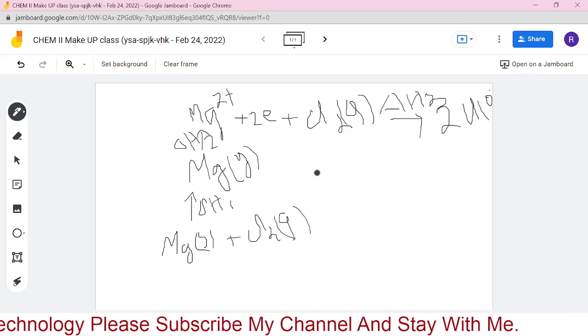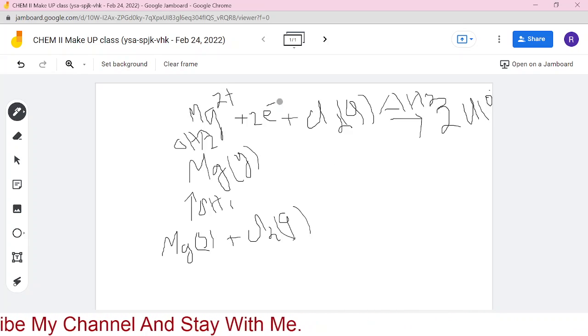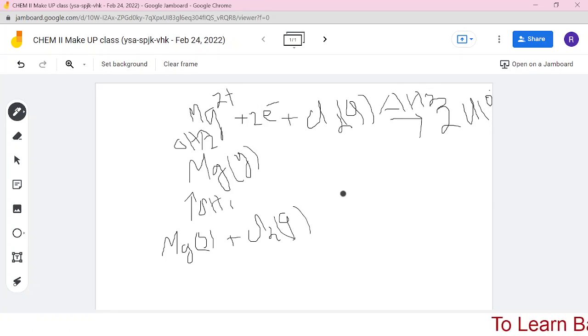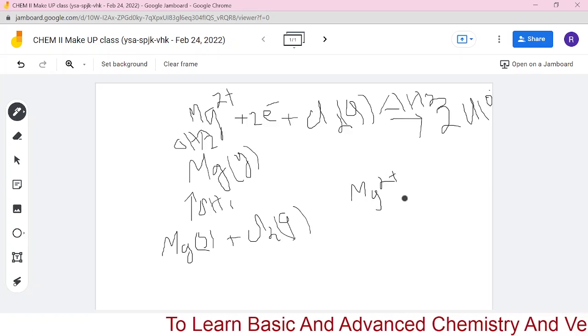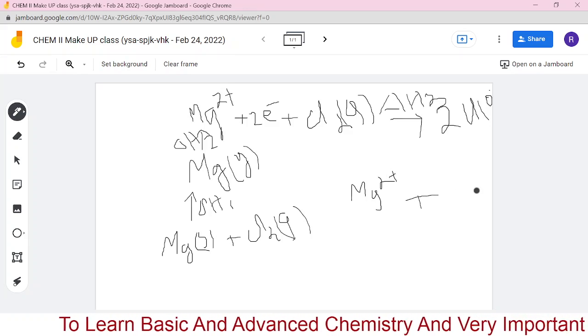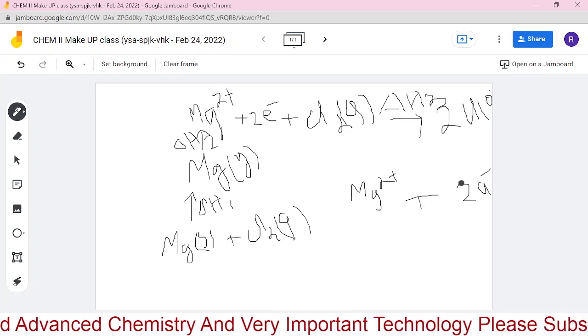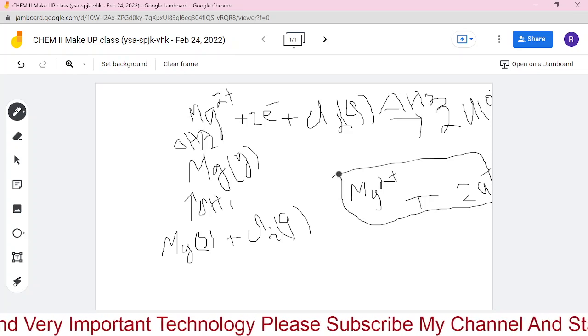Now this chlorine is in the atomic state and we have 2 electrons. These 2 electrons can be taken by these 2 chlorine atoms. That will make Mg2+ and 2Cl-. So that is our lattice that we need.